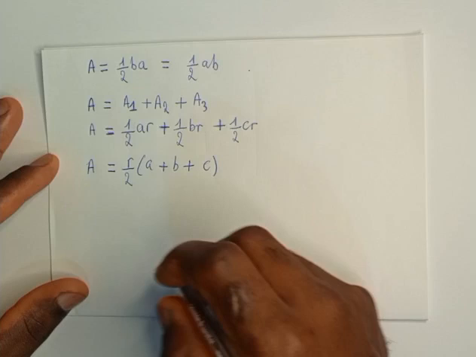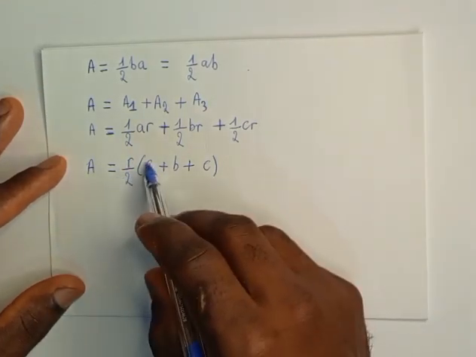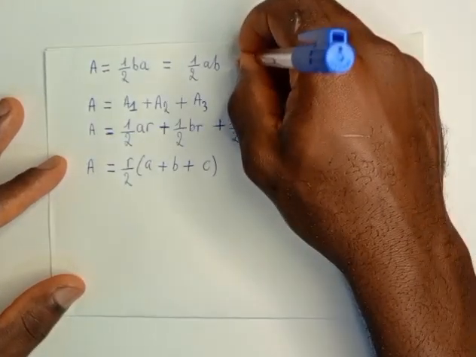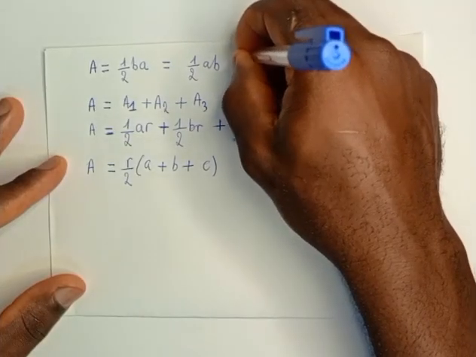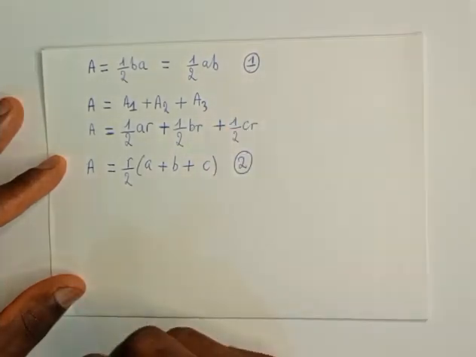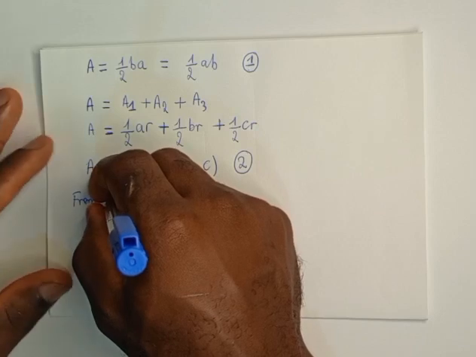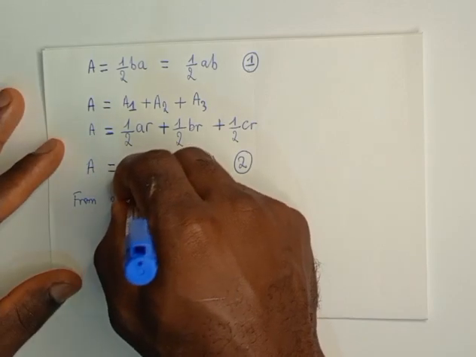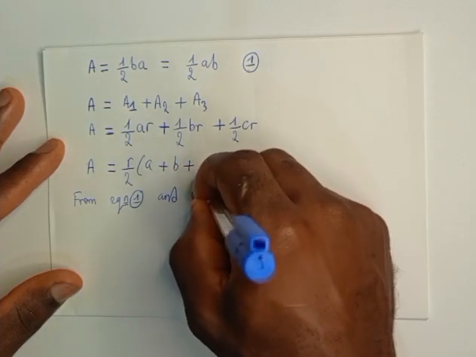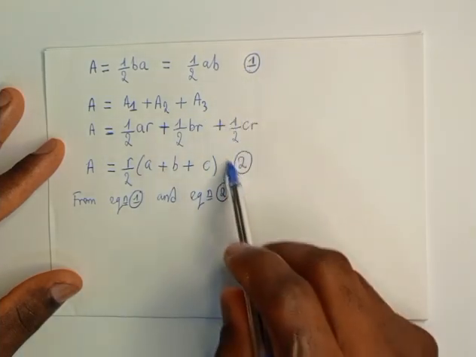The area of the bigger triangle is simply equal to R over 2 times A plus B plus C. We are going to call this first formula here equation 1. Then we call the second formula equation 2. From equation 1 and equation 2, the two equations are equal.